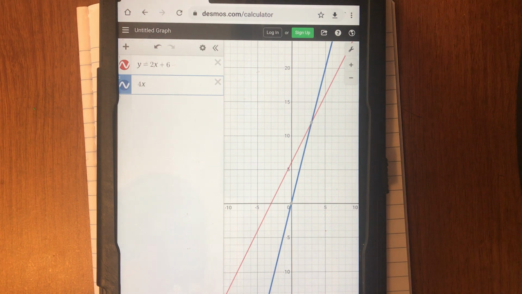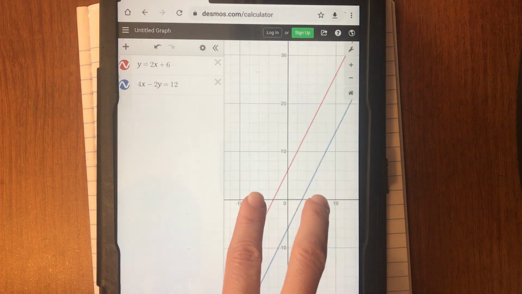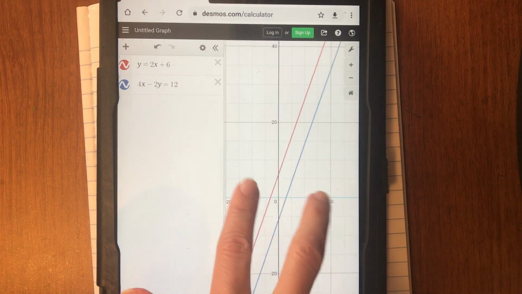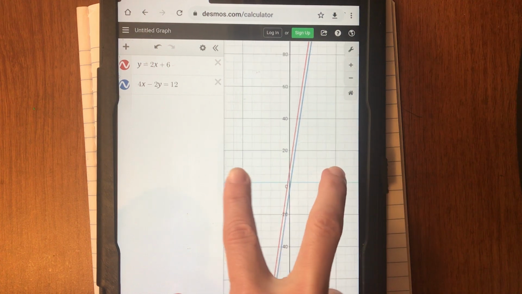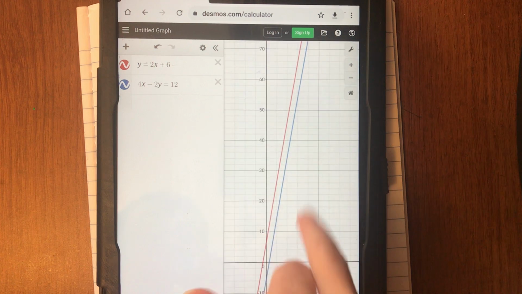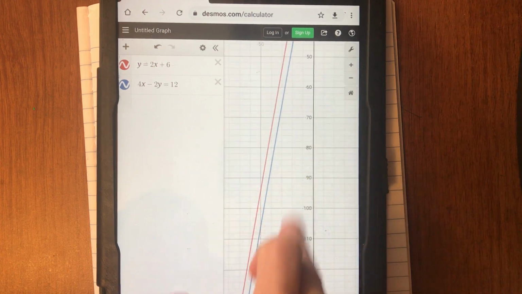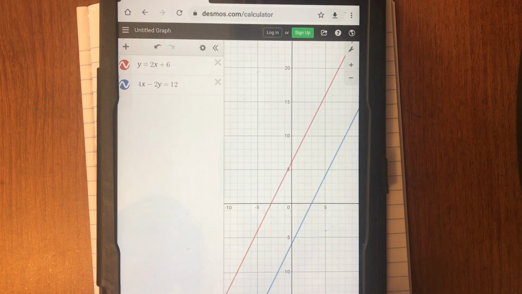So 4x minus 2y is equal to 12. Now, what do you notice about these lines? Well, they're parallel to each other, right? And you can zoom out as far as you want to. These lines will never, ever touch each other. They just keep on going in the same direction both ways forever and ever. I'm going to go back home so we can see them a little clearer.